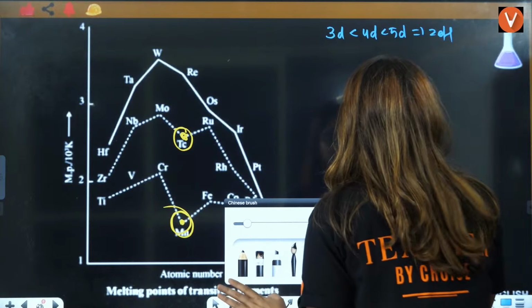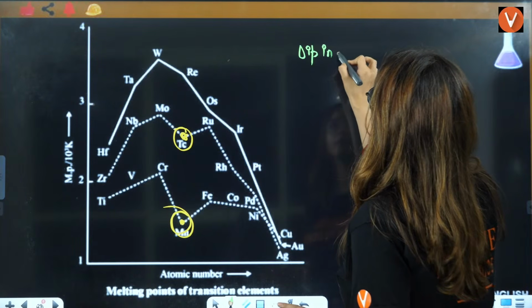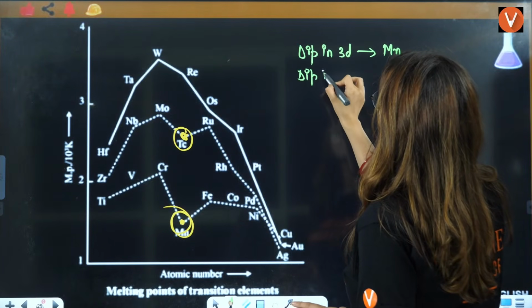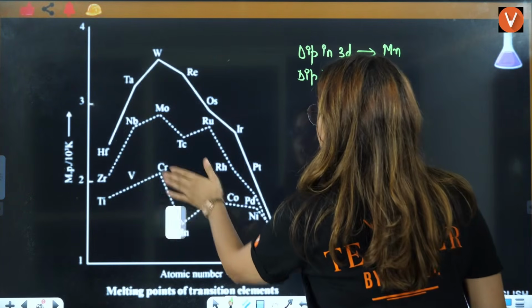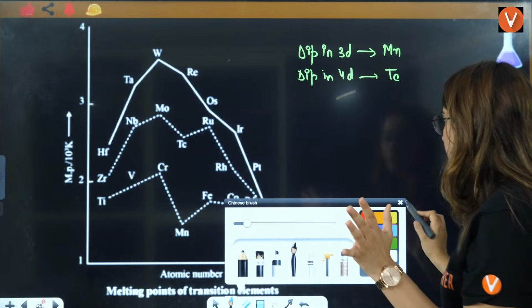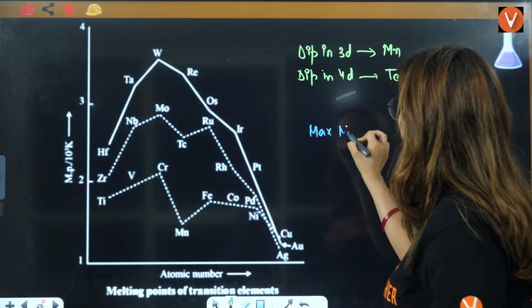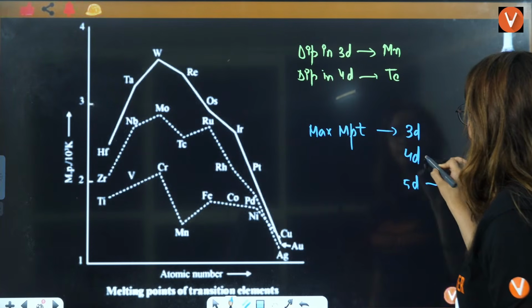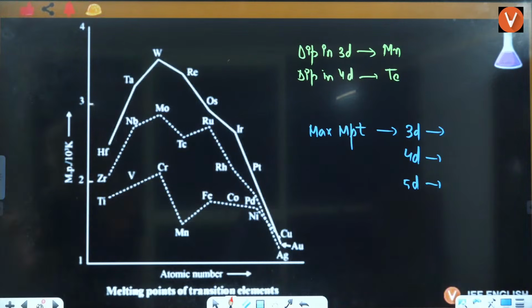Now, I'll ask you some questions that they can ask you from the graph. A dip in the 3D series is observed at manganese. A dip in the 4D series is observed at technetium. Now you have to tell me what is the maximum melting point in the 3D series, in the 4D series, and in the 5D series. Anyone of you can tell me that?